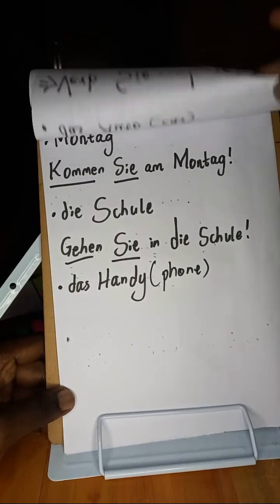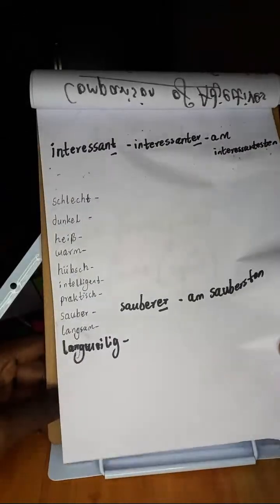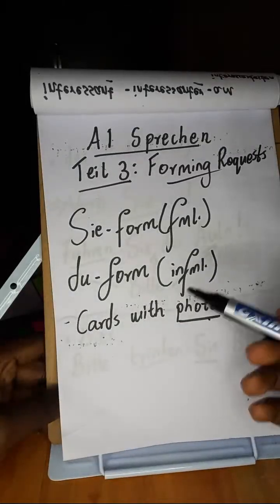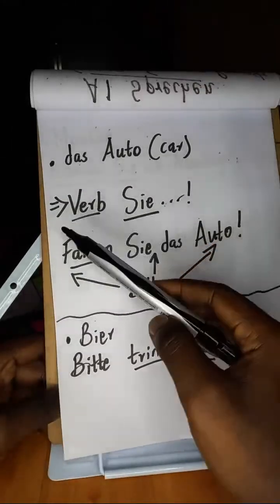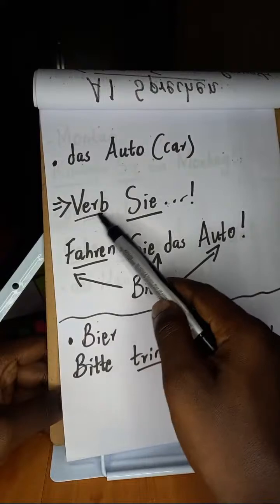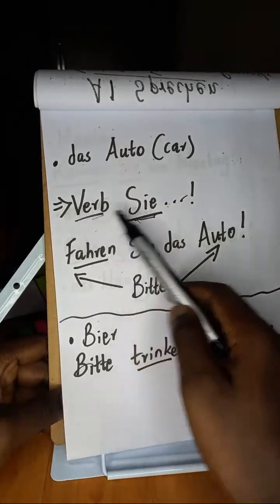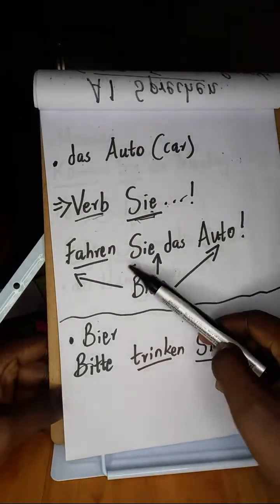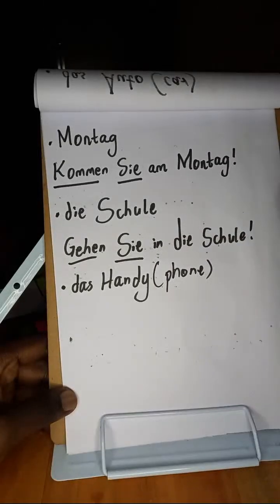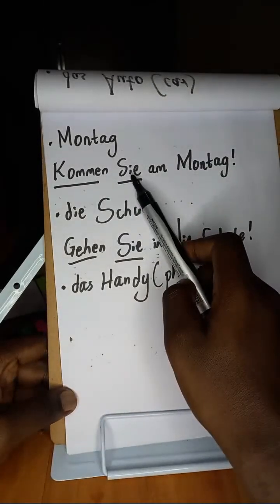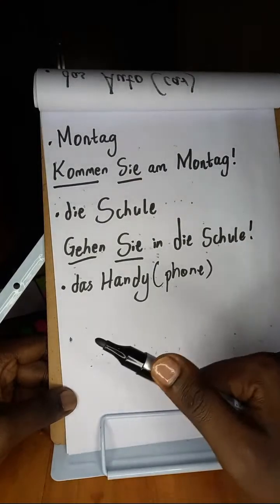When forming it, please remember this order. When you'll be forming, please remember, you begin with your verb, and then you follow with your Z. Verb, and then Z. Fahren Sie. Trinken Sie. All right. Gehen Sie. Kommen Sie. Yeah. So remember the order, beginning with the verb and then the Z.